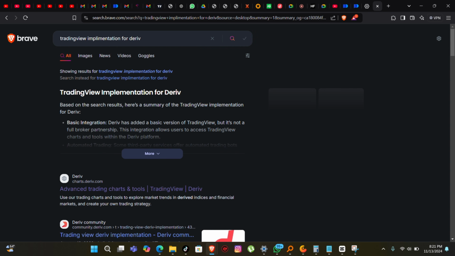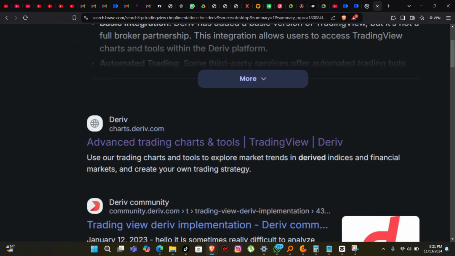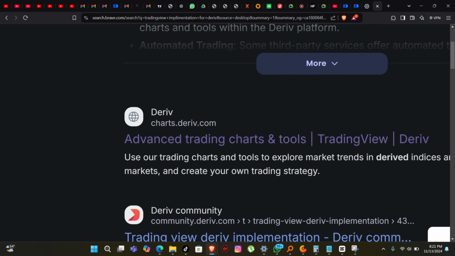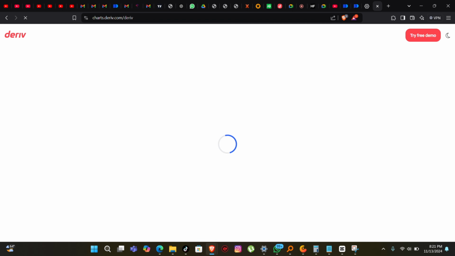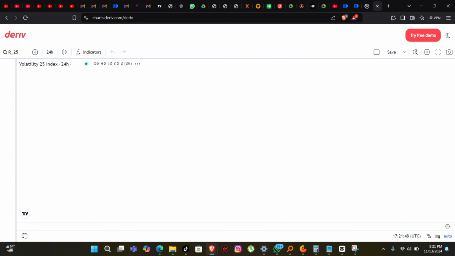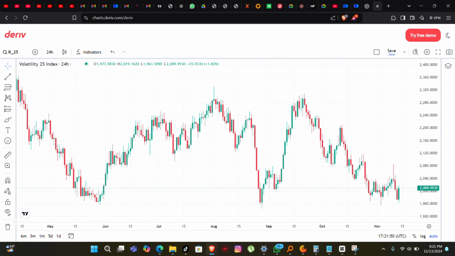The link I want you to work with is this one here, which has DERIV written on it, and slightly on the link itself it's chart.deriv.com. It reads advanced trading charts and tools, TradingView, another slash DERIV. So you click on it, and after you click on it, it brings you to this platform here.